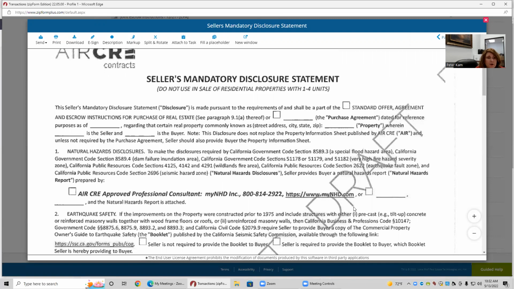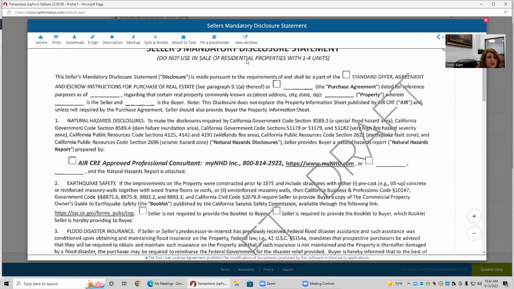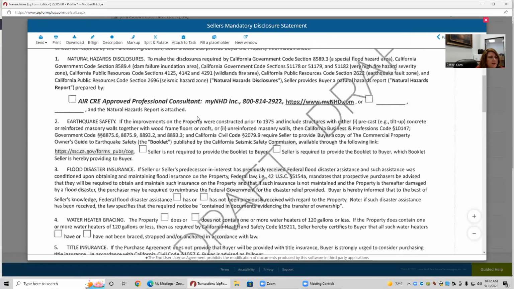So you want to order your NHD, your commercial, get it early, attach it, make sure you're filling all this out, and you're going through this. The earthquake safety, they're giving them a link to the booklet. I always also send them that colored copy, which is on our website, so it's easy to go ahead and send it.